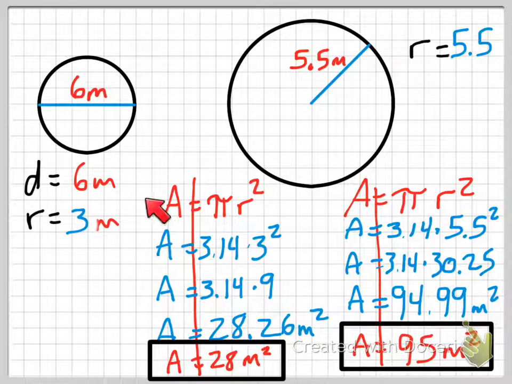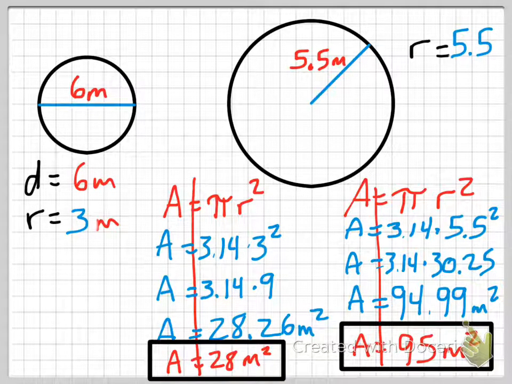Now on the first one, I wrote down the formula, plugged in the known information. I know that 3 squared is 9. I went off to the side. I multiplied 3.14 times 9. I got 28.26. I rounded to the nearest whole number, so the answer is 28 meters squared.